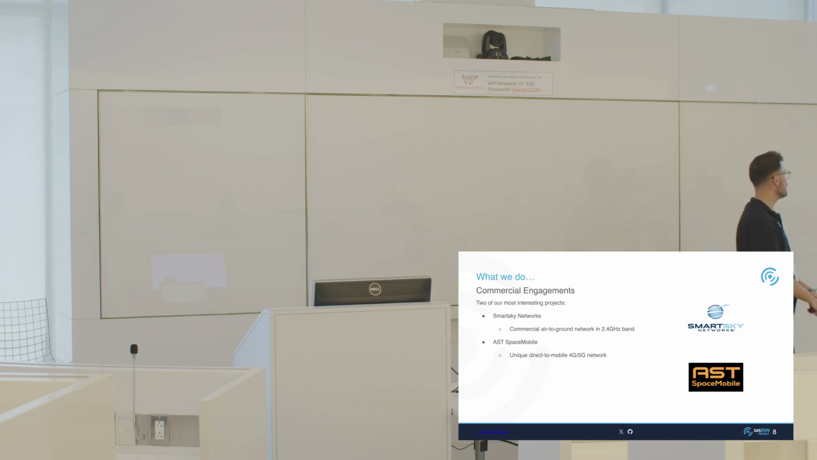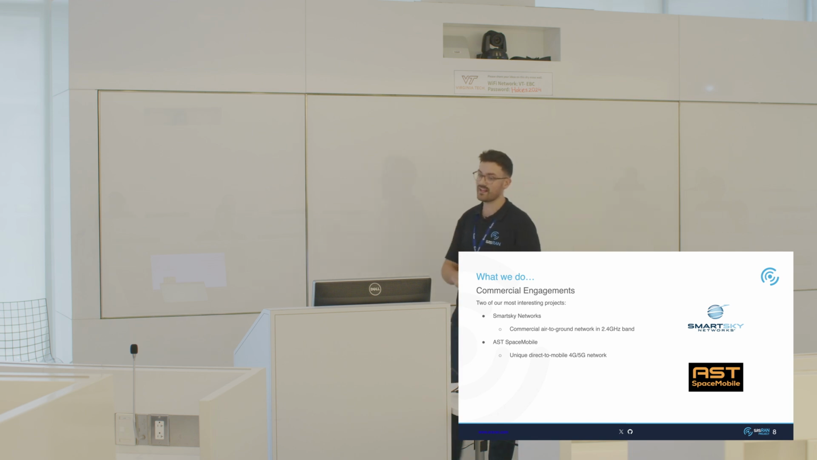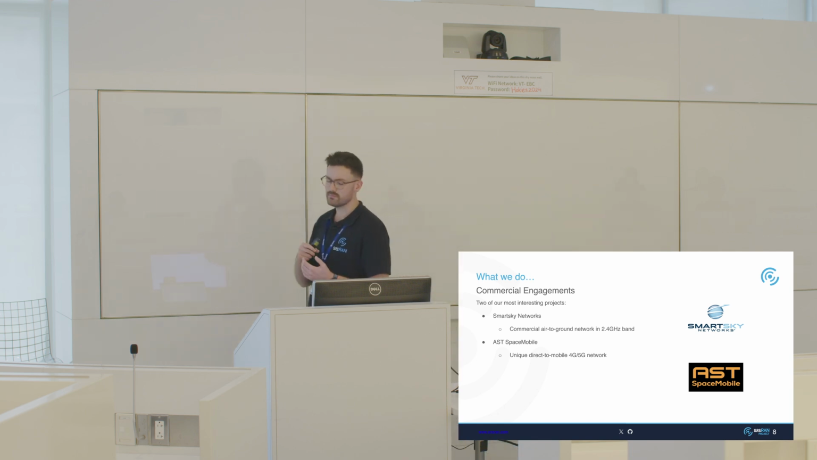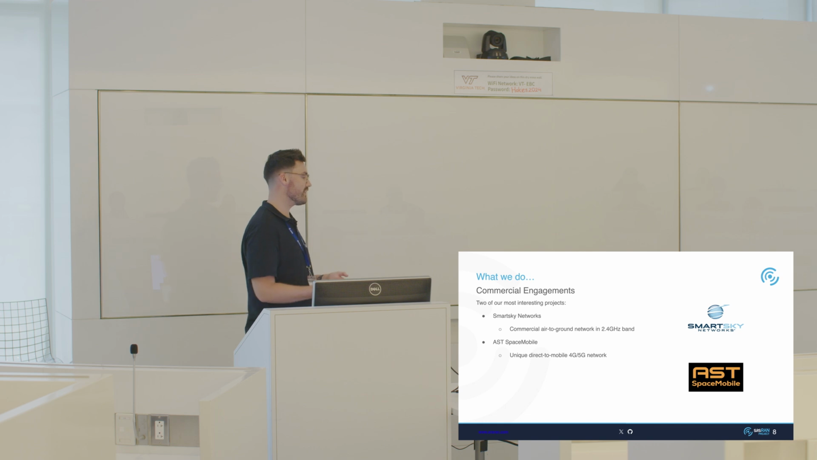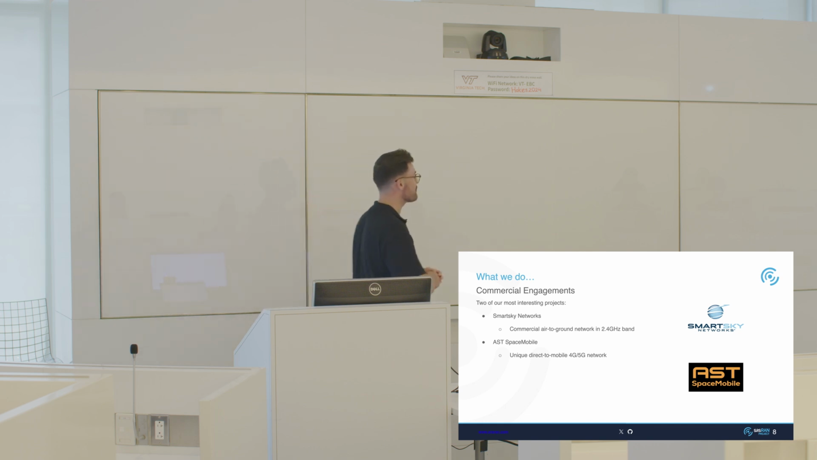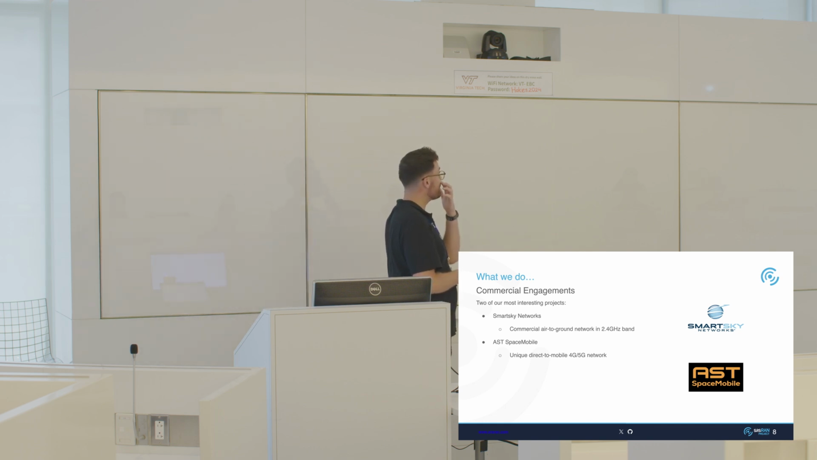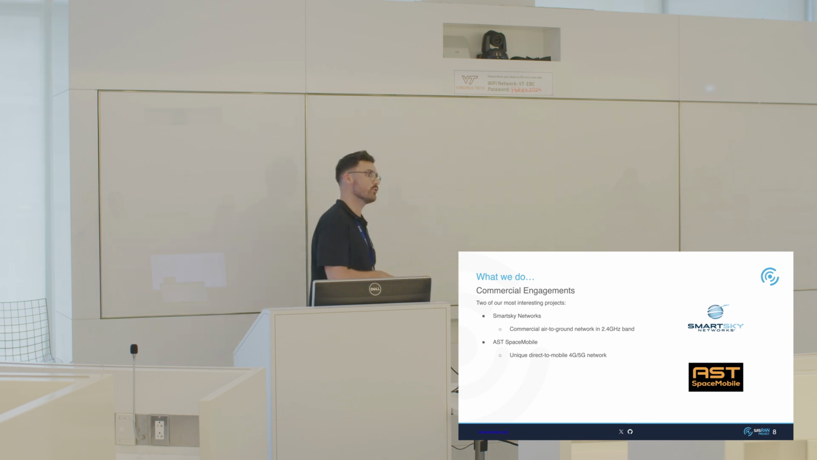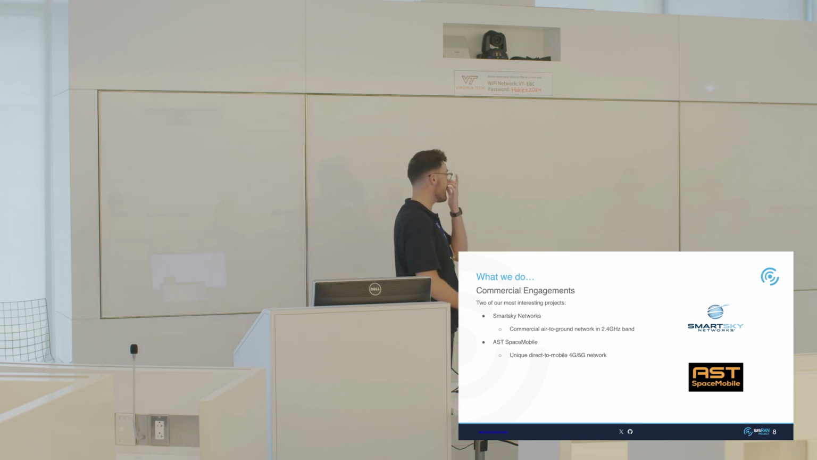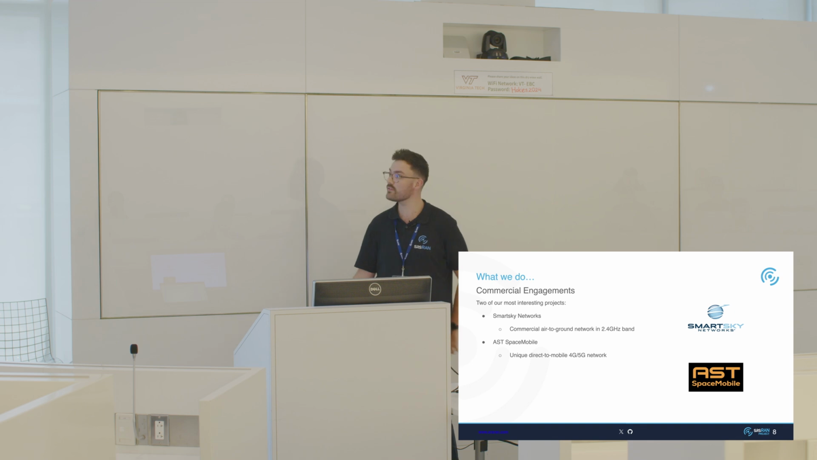AST Space Mobile. So this has been in the news a lot recently. This is a first of its kind direct-to-mobile 4G and 5G network using the AST Space Mobile satellites, the Blue Walker, I think. No, Blue Walker was the test. Anyway, sorry, I can't remember the name of the actual product, but they've just launched their first 3, we'll say, commercial satellites, which will be providing the direct-to-mobile 4G and 5G connectivity. So our eNodeB and gNodeB are directly integrated into that stack for their testing and proof of concepts.